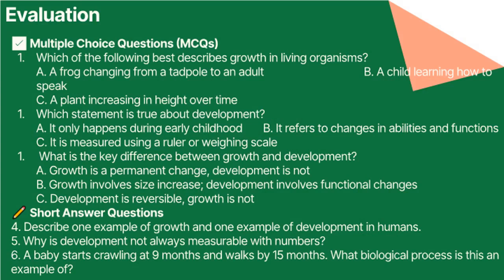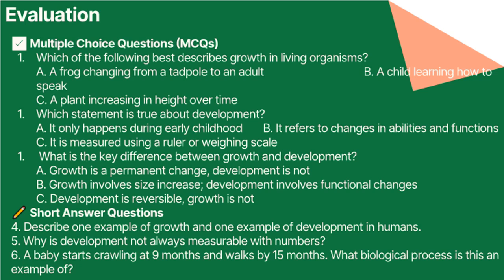Question 1. Which of the following best describes growth in living organisms? Option A, a frog changing from a tadpole to an adult. Option B, a child learning how to speak. Option C, a plant increasing in height over time.